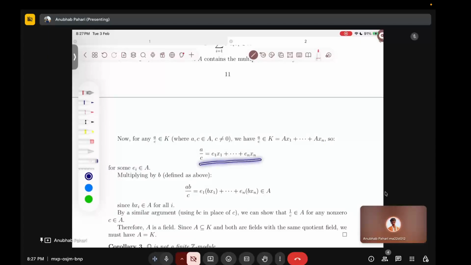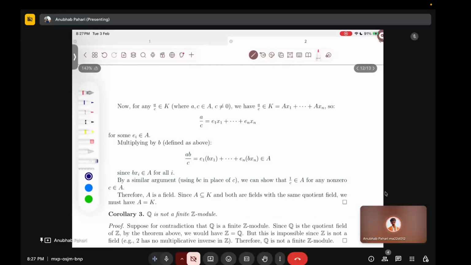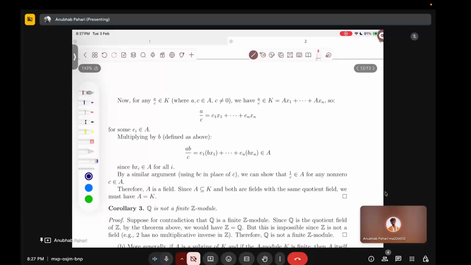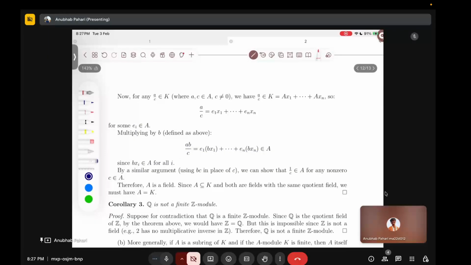we have a by c of K is of this form, ax1 plus up to axn. So again you can find ei from A such that this happens, and multiplying by b, that is b1 up to bn, you can see that this happens: ab by c equals e1 of bxi and something, and this belongs to A because ei belongs to A and your bxi belongs to A, so a by c belongs to A. And by a similar argument, if you put bc in place of c, you can see that 1 by c belongs to A for any non-zero c of A.